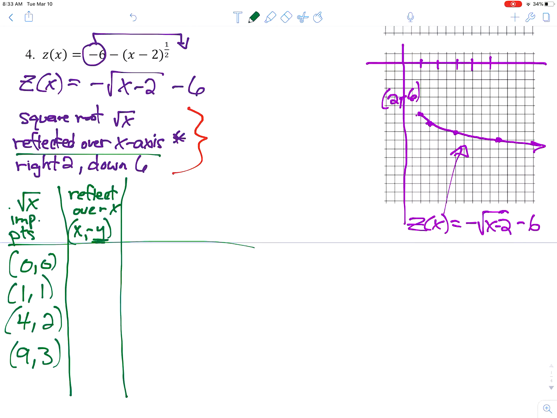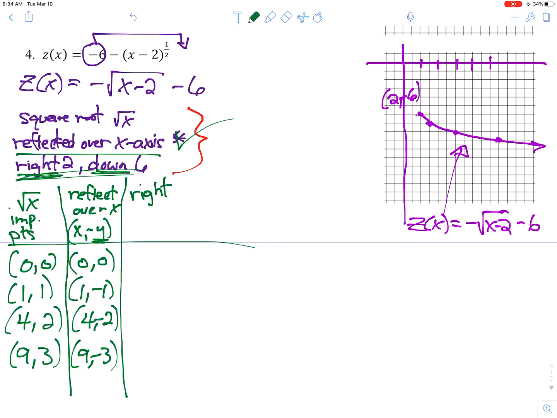So I'm going to go through each of those points and change the sign of the y-coordinate. This one doesn't change. This changes to 1, negative 1, 4, negative 2, and 9, negative 3. Reflect over x-axis, done. Now, right 2, down 6. I'll take the right 2 first. If you want to do it together, right 2 down 6, you can make it in one column. But since this is really the first time that I'm showing you this, I'm going to take it one at a time.